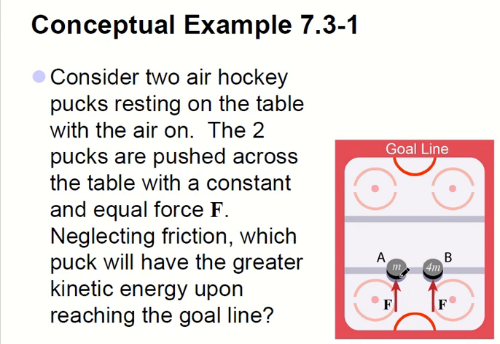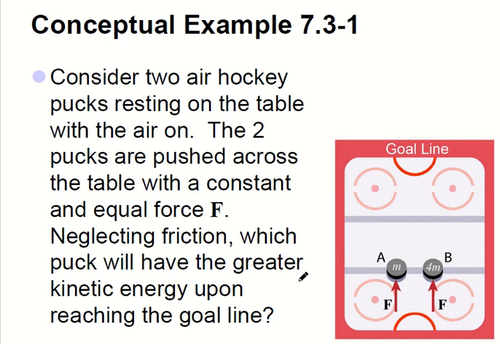So the hockey pucks are resting on the table on the air, with the air on, and then the two pucks are pushed across the table with a constant and equal force. It is an equal force because we are using the same symbol. You don't even need the amount of force. The symbol is saying that you're using equal force, because F is equal to F anyway. Then you're going to neglect the friction. So it reduces the calculation. We're going to assume there's no friction.